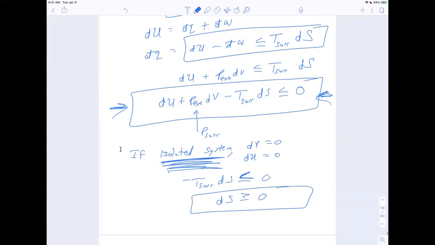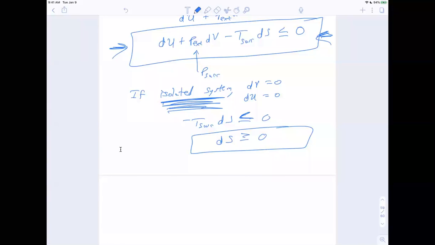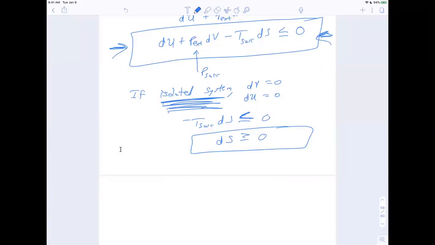What this means is that dS is going to be greater than 0 in an isolated system for a spontaneous process. Once we have equilibrium and the system has stabilized, dS will be 0. That's the take home, and it all comes from this. We're going to see a lot more that arises from this equation, which is very, very important as we continue next week.